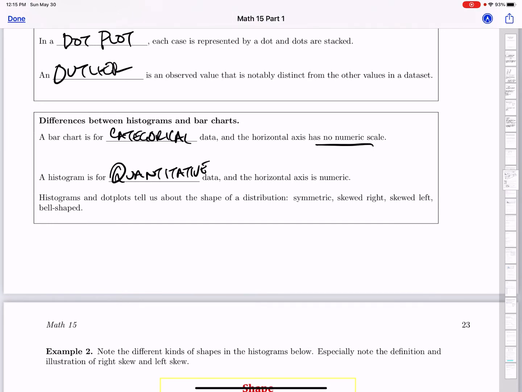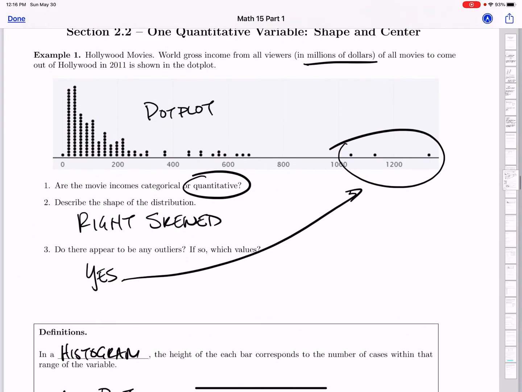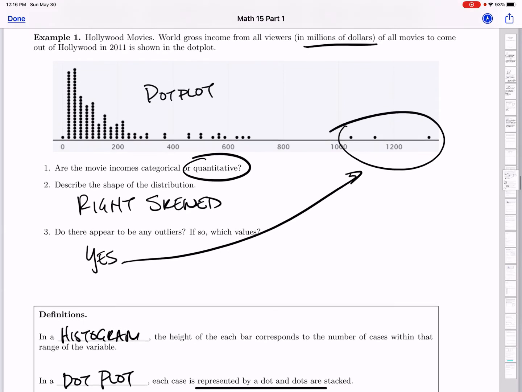Histograms and dot plots both tell us about the shape of a distribution, whether it's symmetric, which means the same to the left as to the right, whether it's skewed right or skewed left, and we use this term called bell-shaped because we see a lot of distributions that have a shape like this, which we call a bell. Just by looking at them, they can tell us that, whereas with a data set we might not be able to tell just by looking at a bunch of numbers. These pictures can give us more information.